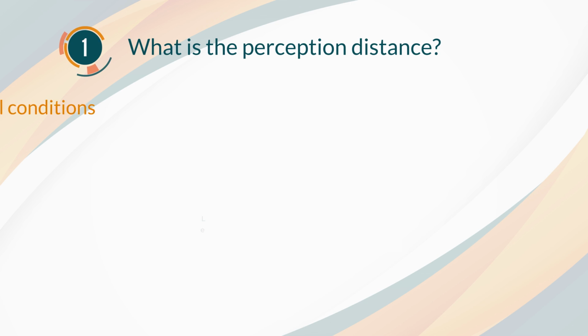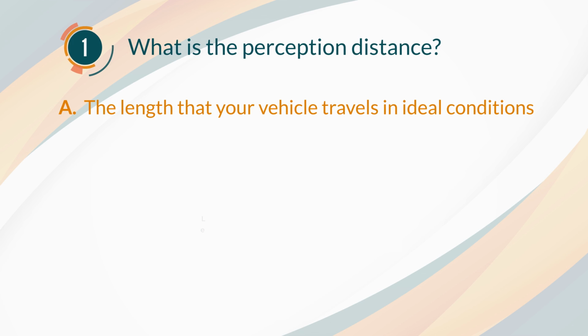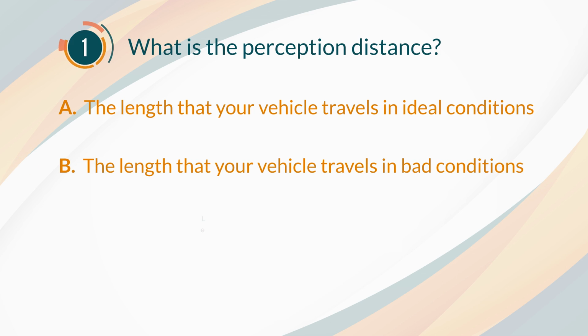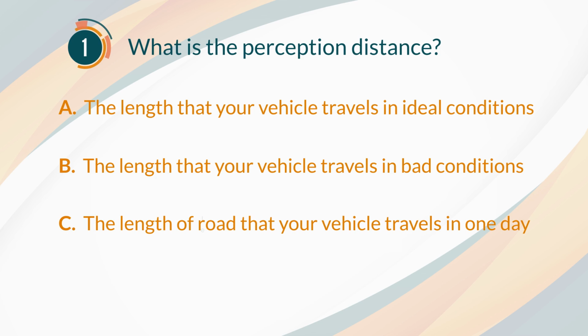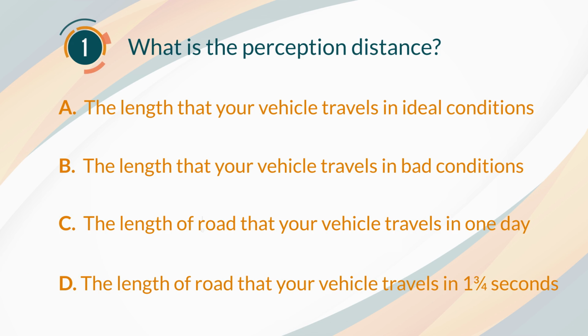Number 1. What is the perception distance? A. The length that your vehicle travels in ideal conditions. B. The length that your vehicle travels in bad conditions. C. The length of road that your vehicle travels in one day. D. The length of road that your vehicle travels in 1 3/4 seconds.